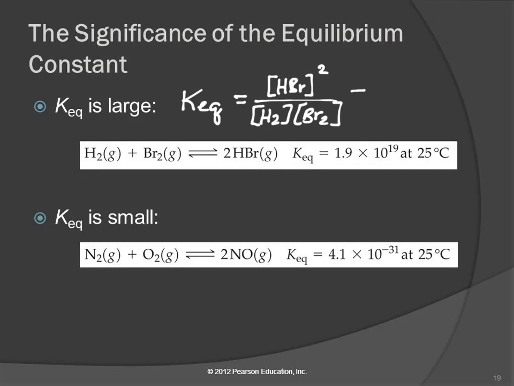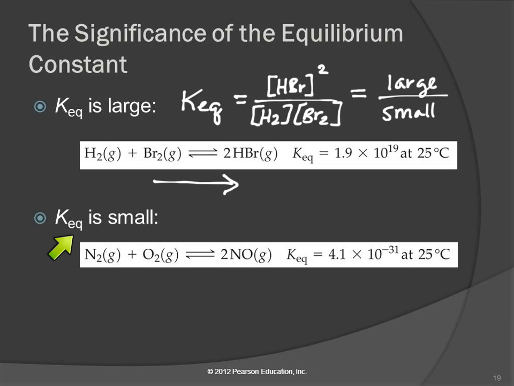So if this is a large number, that means that the numerator is large and the denominator is small. And so that means that this reaction favors the forward direction. There's going to be more product and less reactants if KEQ is a big number. So if we look at the equilibrium constant, we can tell which direction is favored.